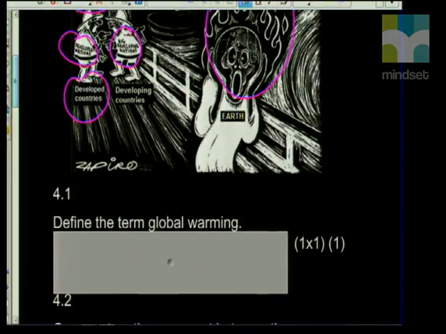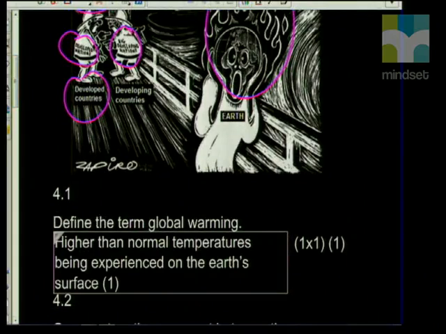Can you see it again, learners? Very simply, and this is simple for you. No one should be getting this wrong now, learners. Define the term global warming.